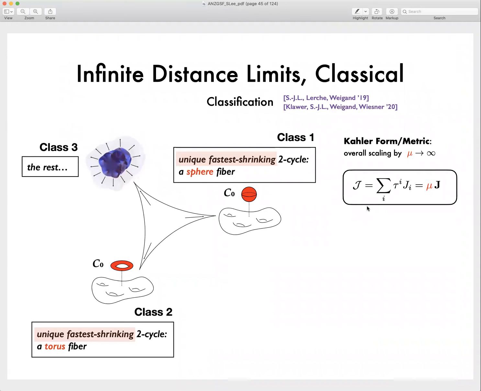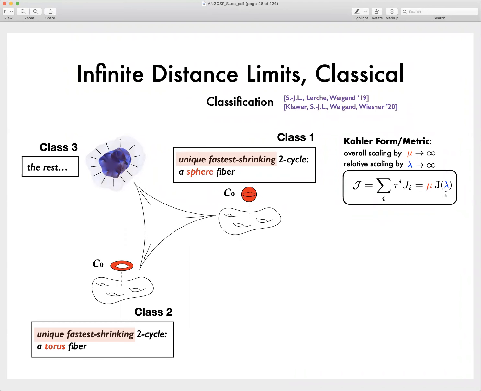Recall that the metric in a generic limit involved scalings of two kinds. We first scaled the metric with an overall large parameter, the red mu here. This way we defined a rescaled metric, the bold J here. We next considered a potential relative scaling within this rescaled metric. For this, we need another large parameter, which I'll denote by the blue lambda. So this bold J is a function of blue lambda.